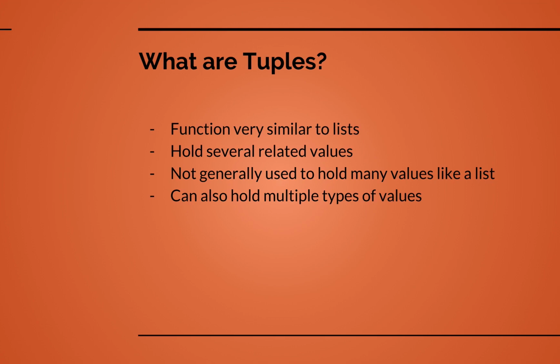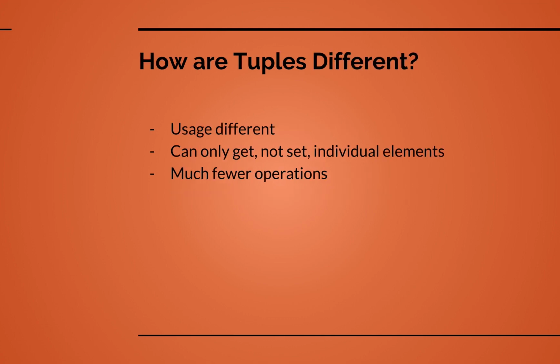Tuples also provide a way to hold multiple types of values, just like lists. For example, we could have strings, ints, floats, and booleans all within the same tuple. So generally speaking, we hold just a few items rather than 10 or 20 or 30 items, as is the case with a list. So how are tuples different from lists then?